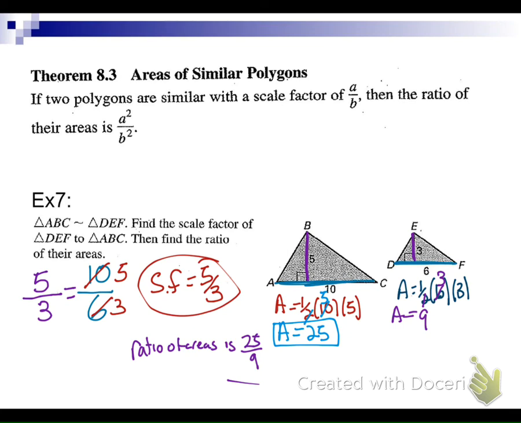Now we want to see if this holds true to that theorem. So the theorem says that the ratio of areas would be a squared over b squared. So you saw that a squared over b squared was 5 squared over 3 squared, and you see in fact that is 25 over 9. So ratio of areas is 25 over 9.